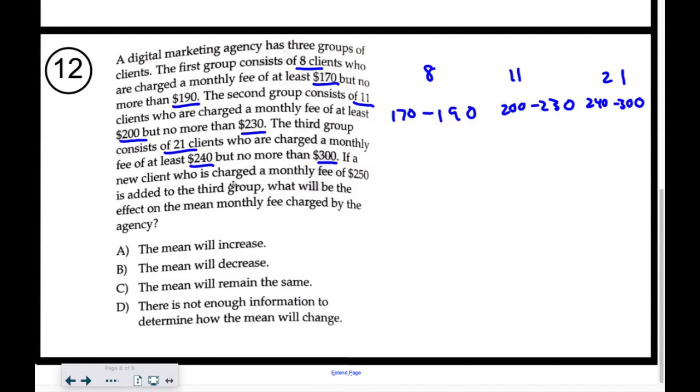If a new client who is charged a monthly fee of $250 is added to the third group, what will be the effect on the mean? So here's how something affects the mean. Just imagine it.